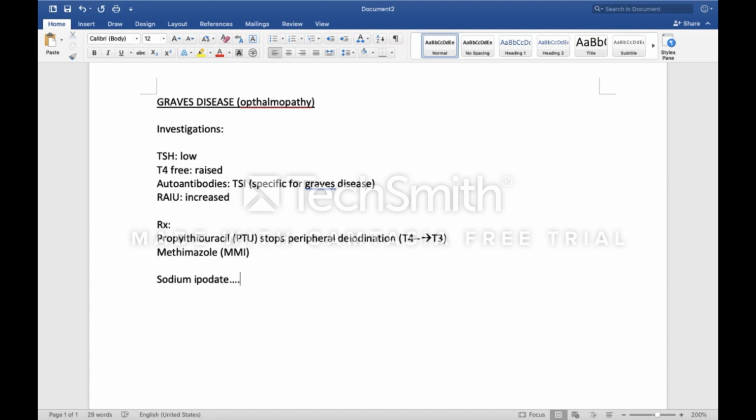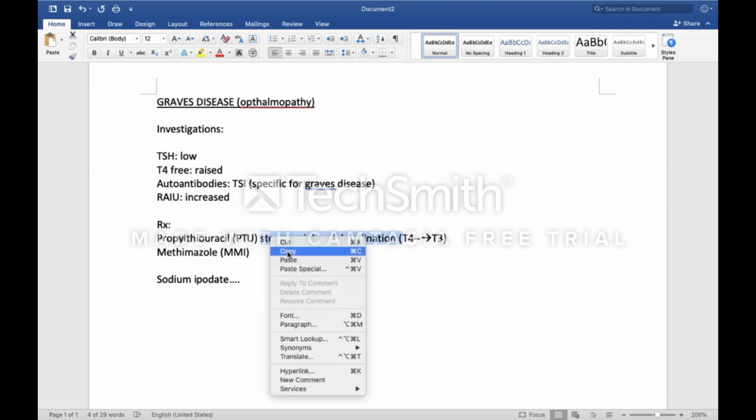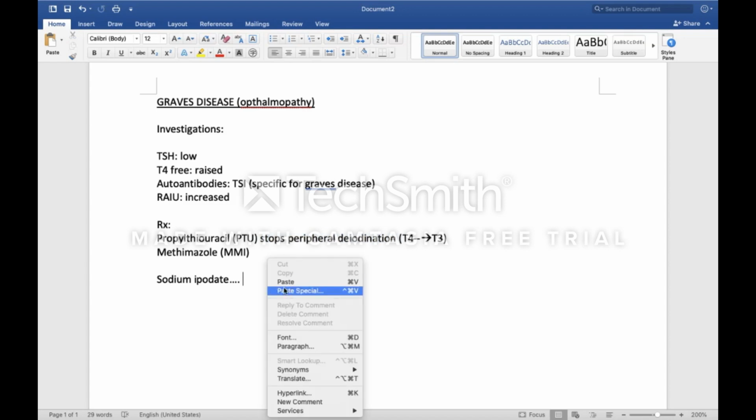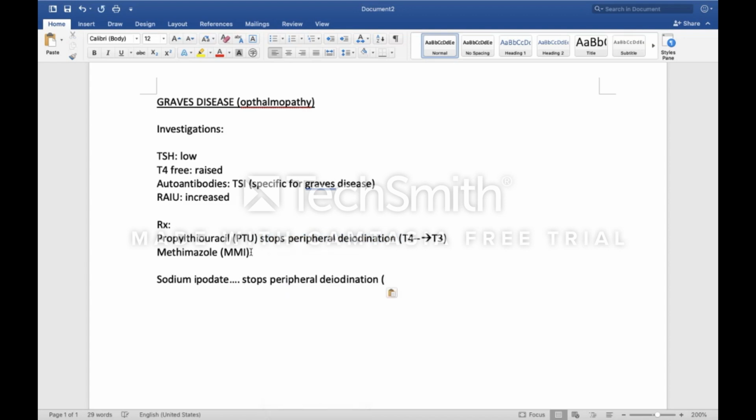It has the same function, which is this one. Okay, so if you want to put anyone on this drug, methimazole, what you can do is combine these two drugs, which will achieve the same function which propylthiouracil is doing alone. Okay, so this is one of the things.